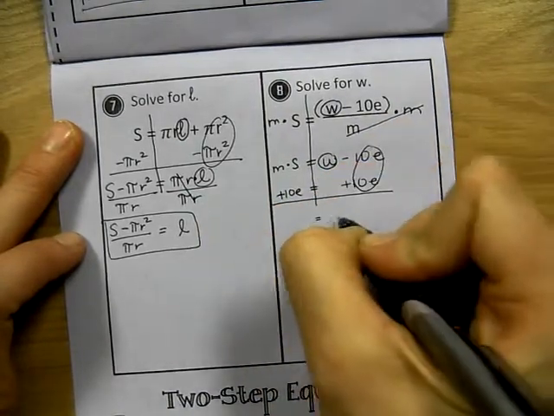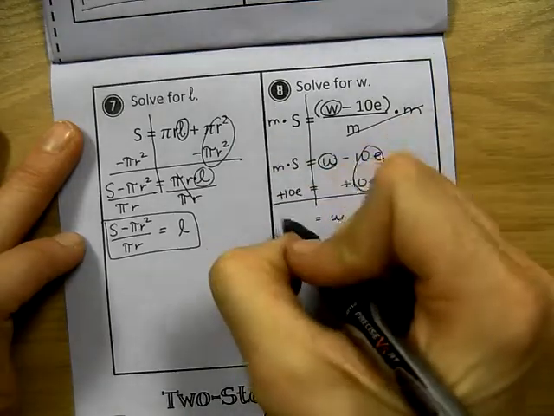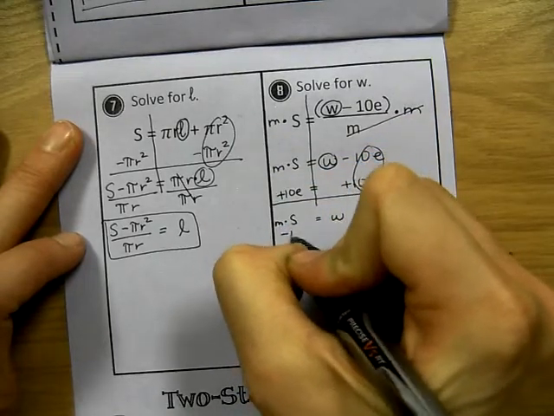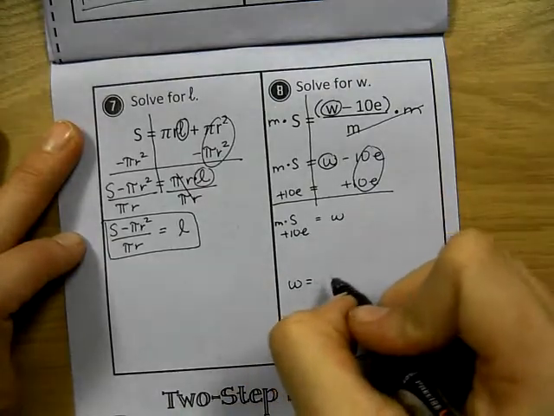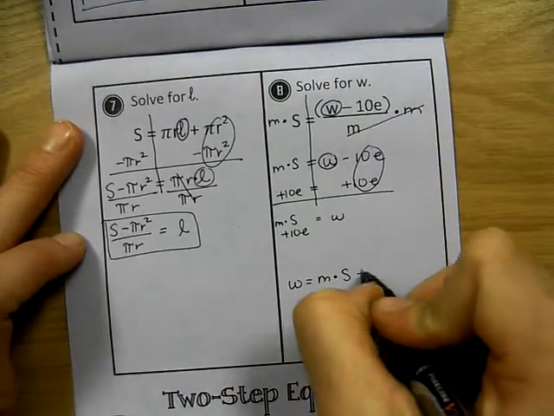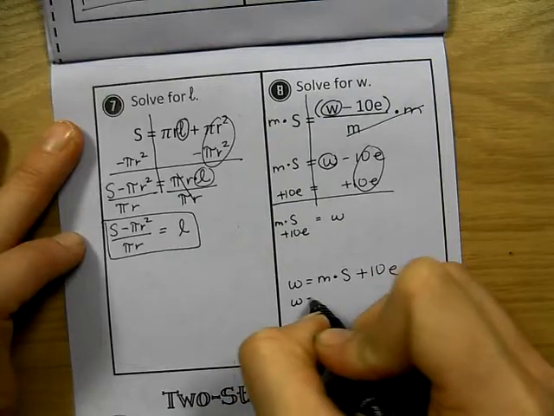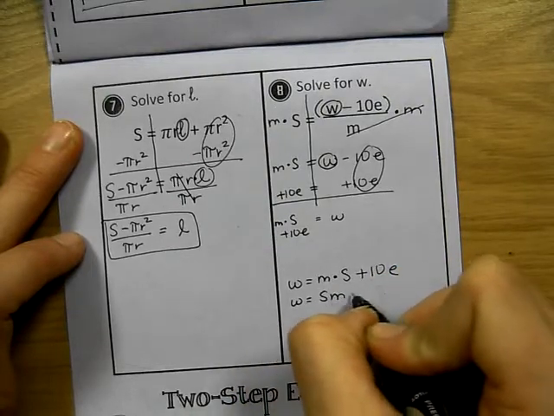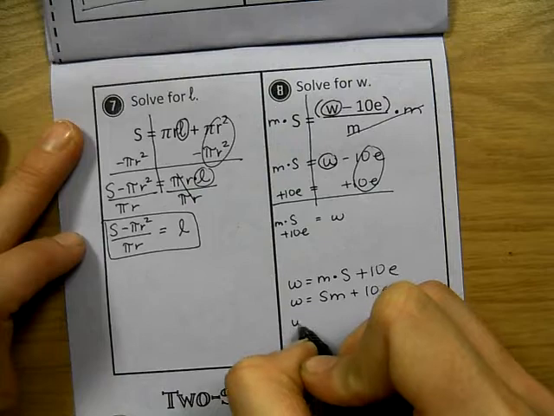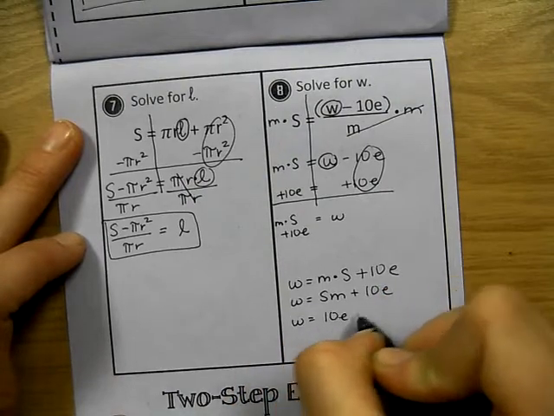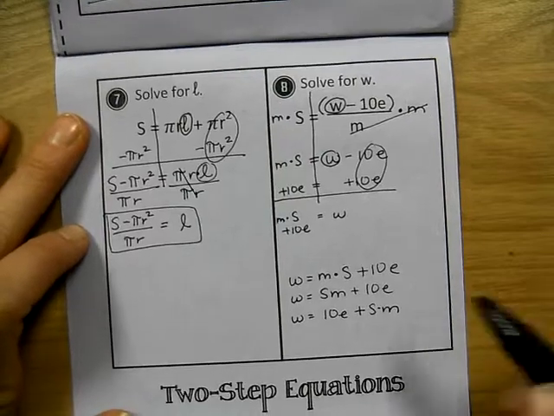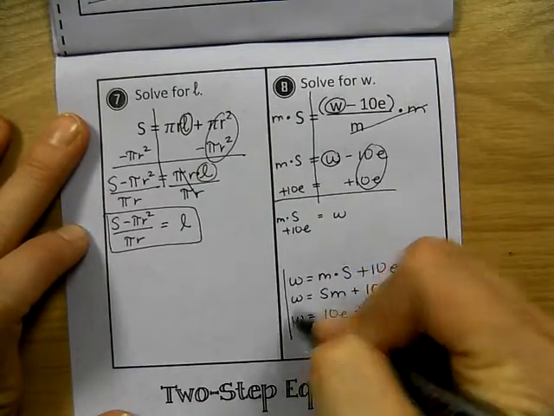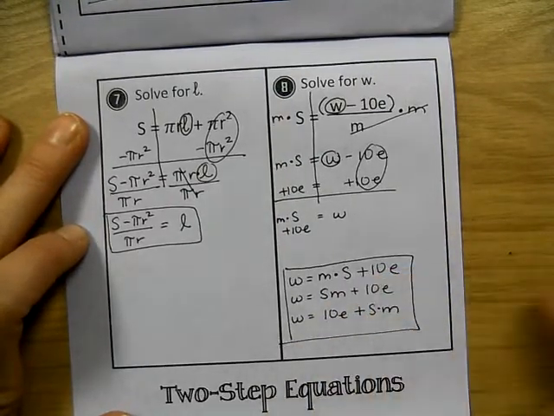And if I do that, now I have w on the right-hand side by itself. I have m times s plus 10e, or my final answer could look like this. W equals m times s plus 10e. You could also choose to write your answer as sm plus 10e. You could write this with 10e plus s times m. Lots of different ways you could write your answer. These are all equivalent. They would all get full credit on the quiz or test.